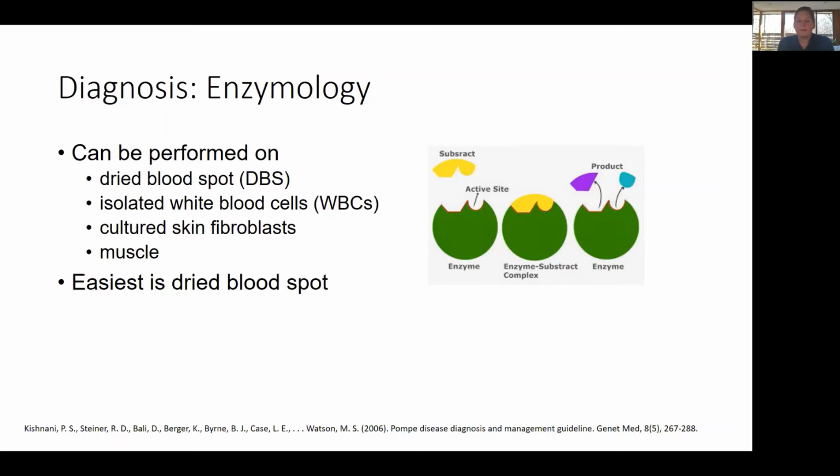With muscle tissue biopsy, it's more invasive, but it does allow the measurement of acid glucosidase activity and glycogen content to be looked at directly and also fairly rapidly. Here, the easiest way, and the way that most newborn screening programs screen for Pompe, is via a dry blood spot.